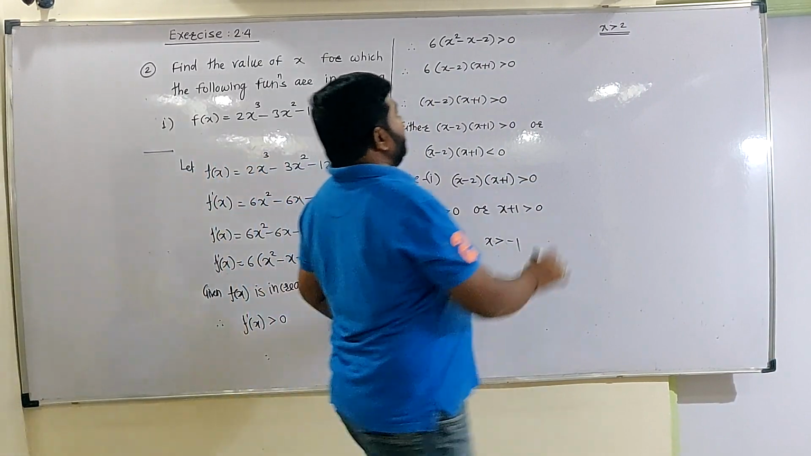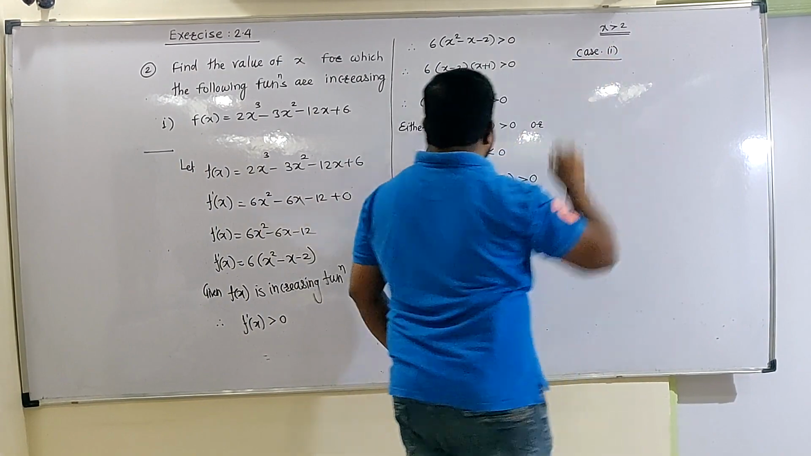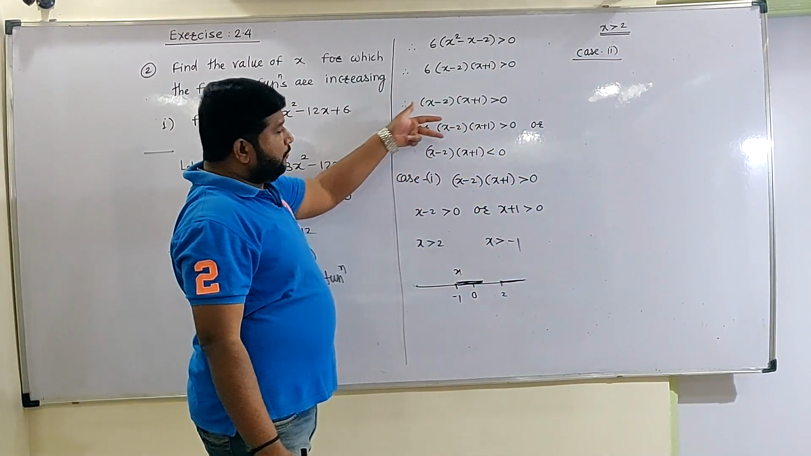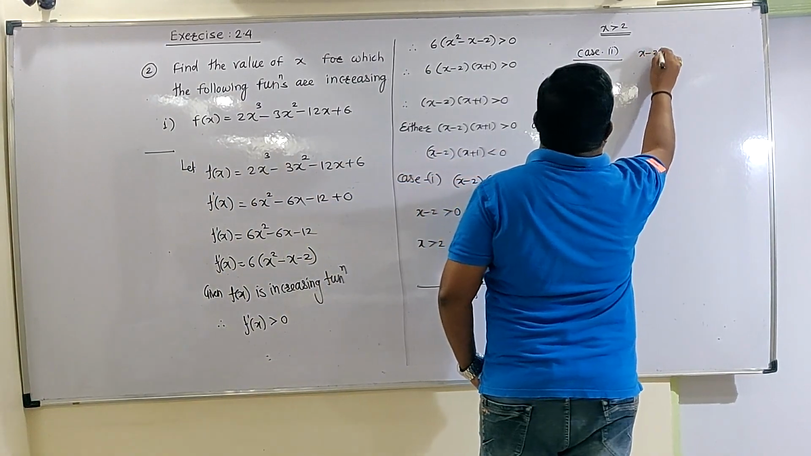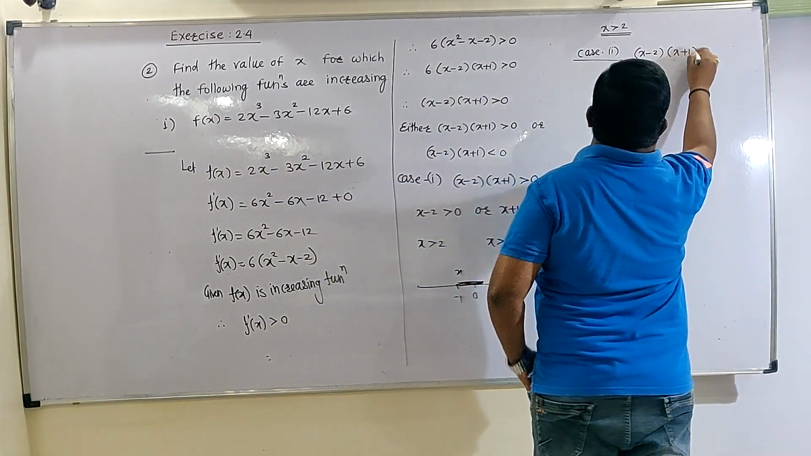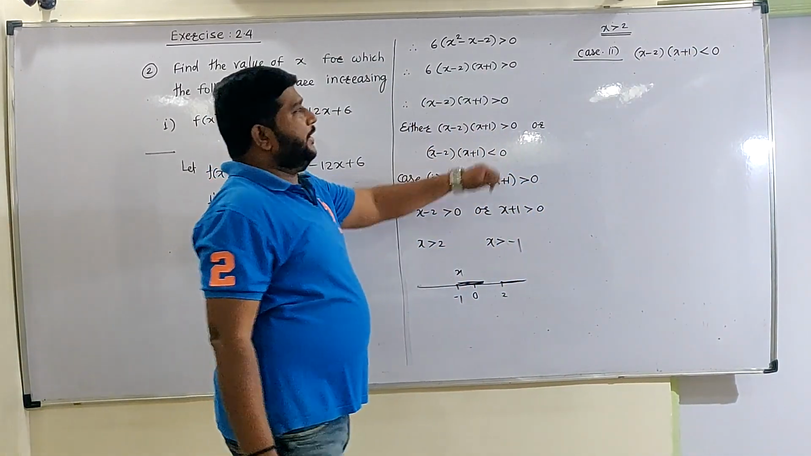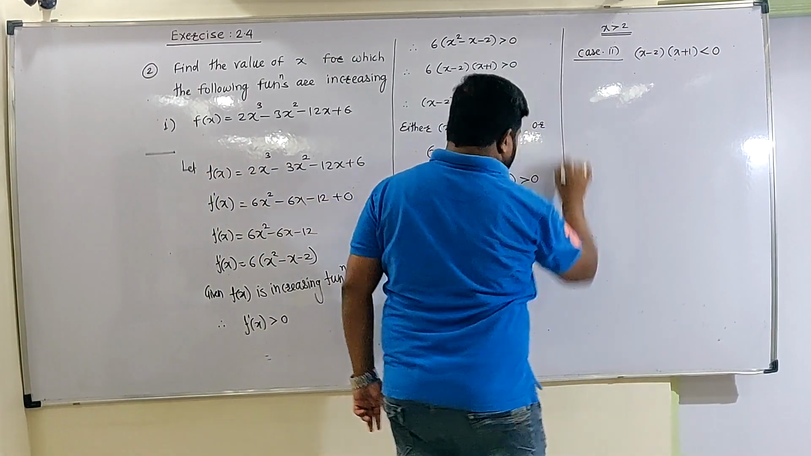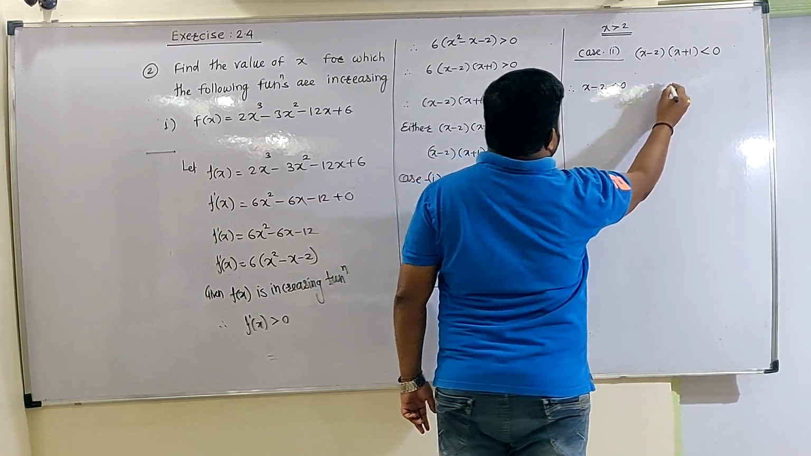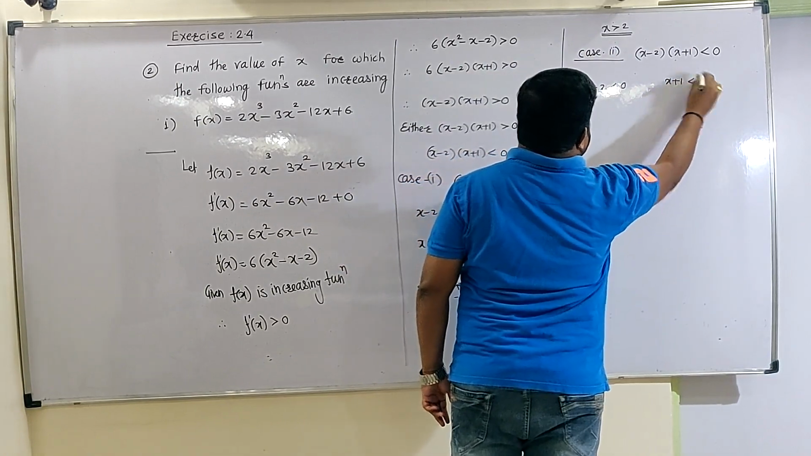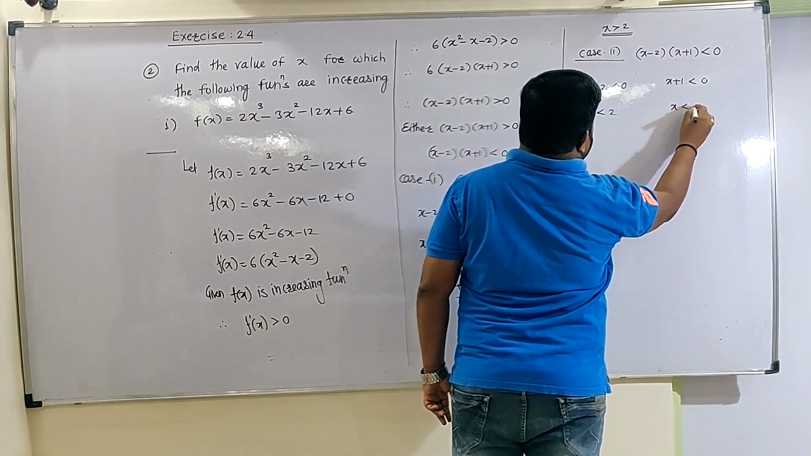अब सेकंड केस कौन सी है? केस नंबर सेकंड क्या है? दो फैक्टर पॉजिटिव और दो फैक्टर क्या है? निगेटिव. सो व्हाट इज सेकंड केस? x - 2, x + 1 both are negative. So therefore we write here x - 2 less than 0, x + 1 less than 0, x is less than 2, x is less than -1.